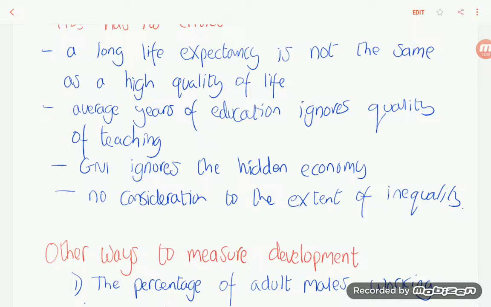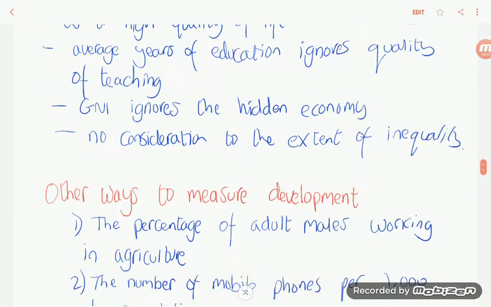Using GNI per capita figures can lead to inaccurate comparisons. For example, GNI per capita doesn't include the hidden economy, and this tends to make up a larger proportion of the economy in less developed countries. Finally, the HDI figure also doesn't measure the extent of inequality in a country. A country with a satisfactory HDI rank may have a few very wealthy people and a large number of very poor people.